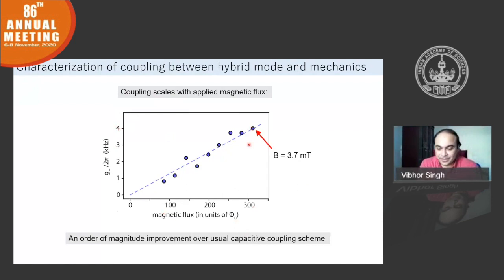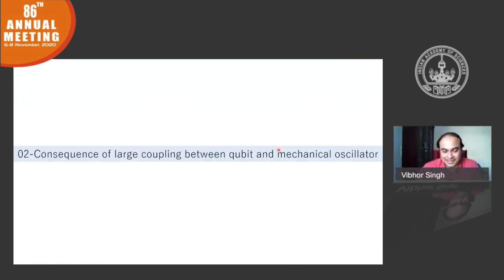The usual capacitive coupling schemes, like I showed you earlier, have a fundamental limitation that coupling cannot be pushed above 200 hertz or so. But here, by virtue of being able to apply more magnetic field, the coupling can be increased. We could take the coupling up to 4 kilohertz. The maximum coupling that we achieved in our experiment is limited by the maximum field that we can apply in our magnet. If we had a bigger magnet, this coupling could be increased further up. So what is the consequence of this large coupling between the qubit and the mechanical resonator?